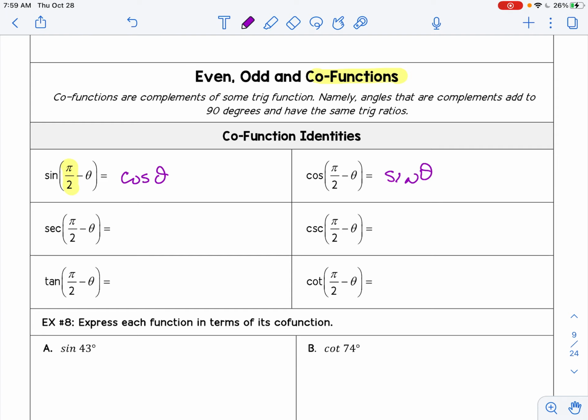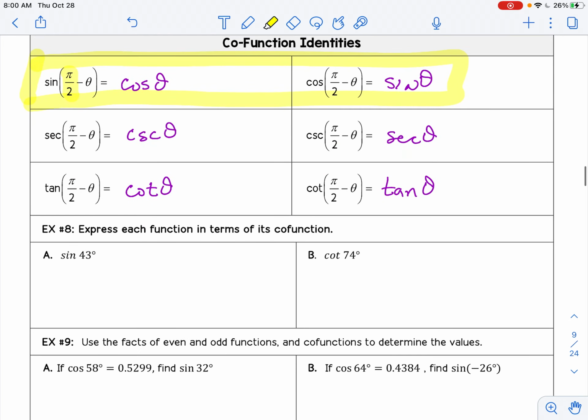These other trig functions are also shifted by 90 degrees. If I had secant and took 90 minus the original theta, I would end up with cosecant. If I had cosecant and took 90 minus the original angle, I would get secant. Down here, tangent of pi over 2 minus theta gives cotangent, and cotangent of 90 minus the original angle gives tangent of theta. Now, the main one that we're going to use is this one. I'd like you to memorize this. The other ones I just need you to be familiar with. But let's see if we can do that.